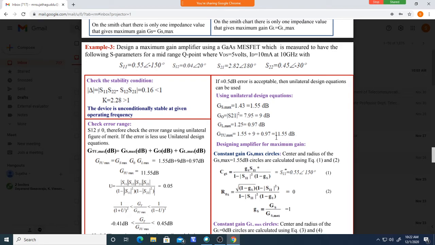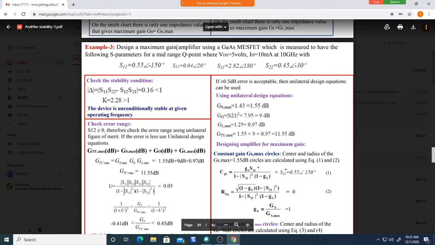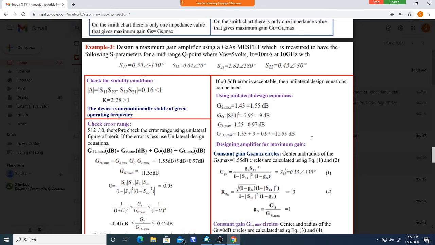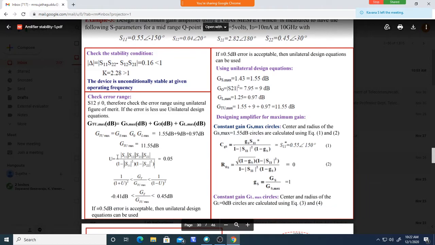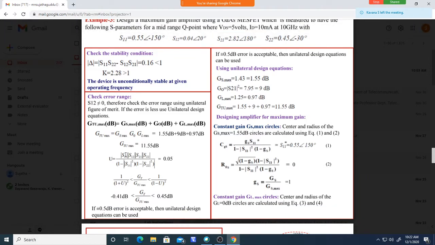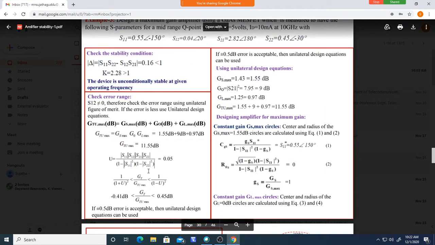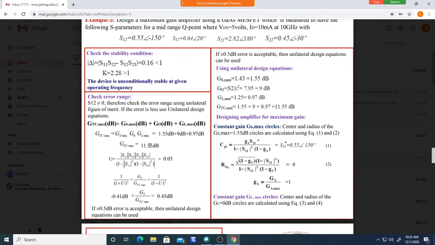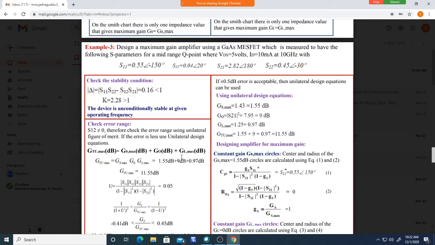So what is GT? GT needed is 11.55 dB. That is the maximum gain. For that value, you should design the problem, 11.55 dB. So the next procedure is similar to the previous one. What value do you have to design? This is 11.55 dB. Next you calculate whether it is a unilateral device or not.